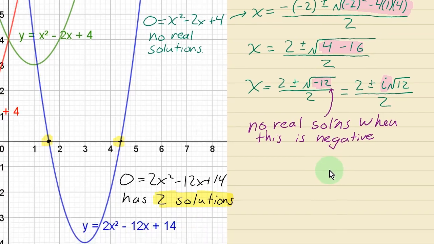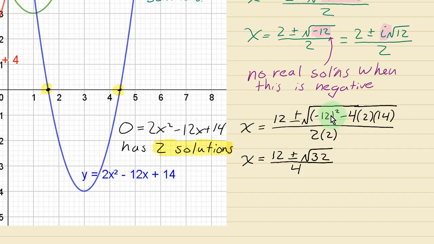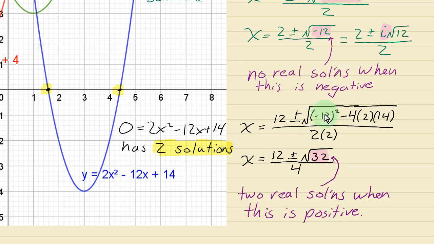And how about the blue one here? Well, let's plug your a, b, and c into the quadratic formula. And with this one, when you do the negative 12 squared, you get 144. Minus 4 times 2 times 14 ends up being 112. When you subtract that, you get 32 inside the square root here, which is a positive number. So when you do 12 plus or minus that, it's going to give you two different real numbers. So this thing inside the square root is what we call the discriminant, and it helps you figure out how many solutions an equation has.